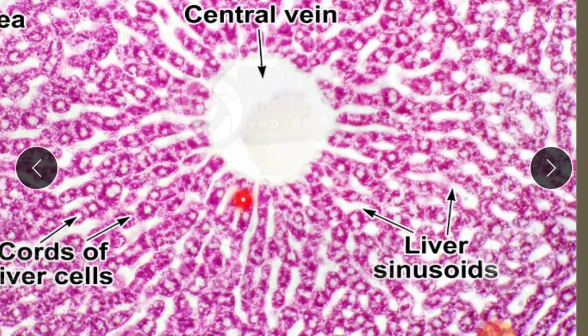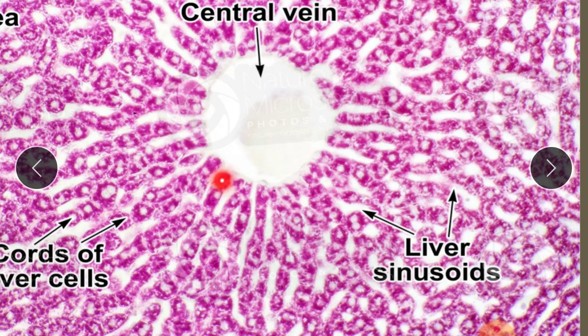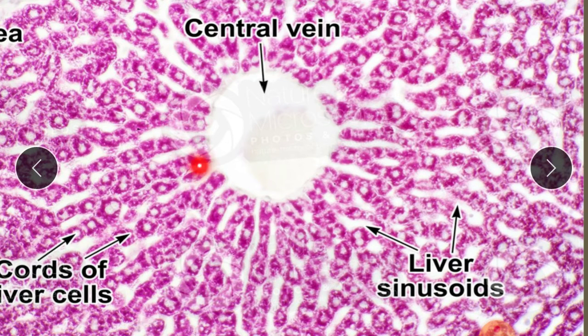Here you can see all these are hepatic cells. Hepatic cells are arranged in a cord, and these cords are branching. Suppose this is one cord, this has branched here. Can you see here? This happens before reaching the peripheral part of the lobule.